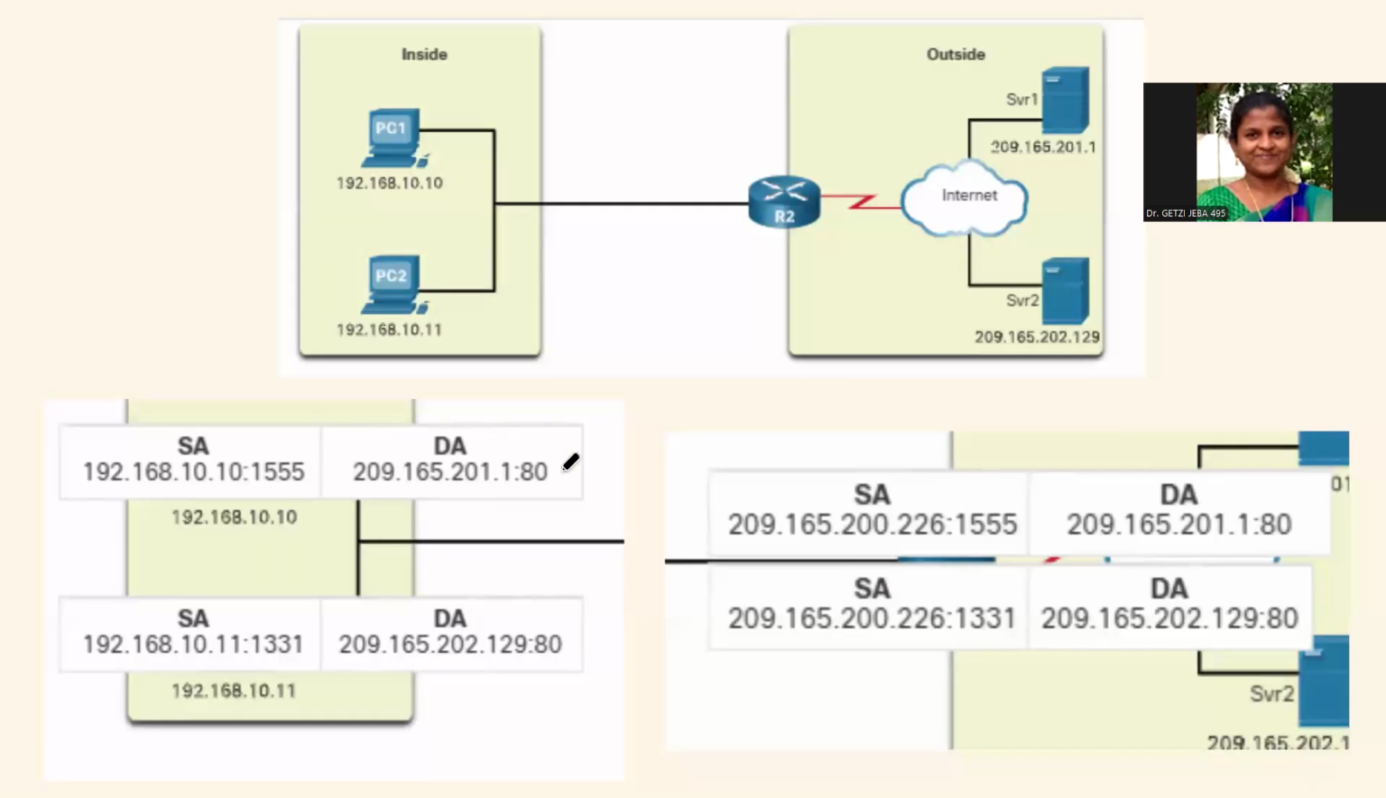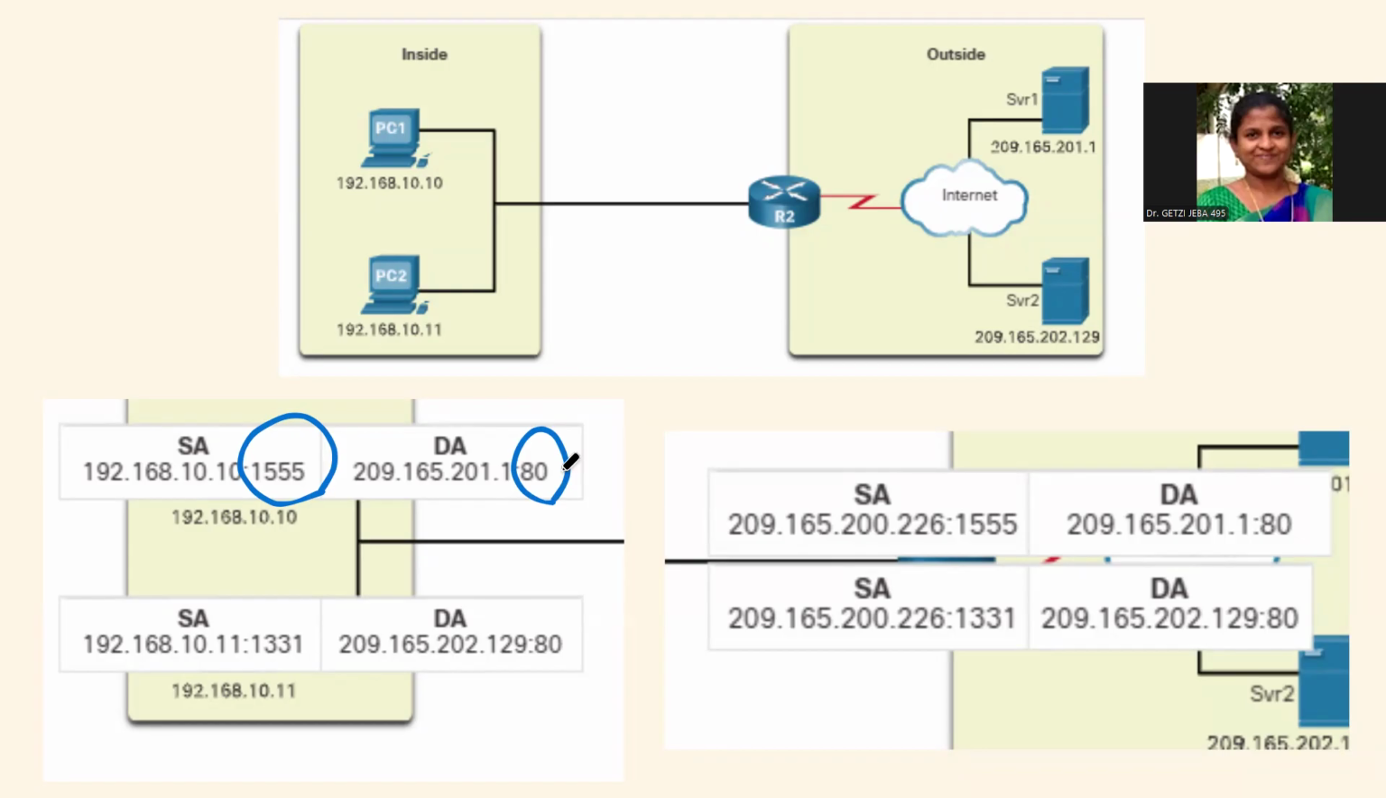So now actually how the port address translation is done is, let us take this example. Okay, so you say 192.168.10.10. Okay, and the application has a port number of 1555. And then it is going to access the web server outside 201.1 and the web server's well-known port number is 80. So this is how it comes to the router.